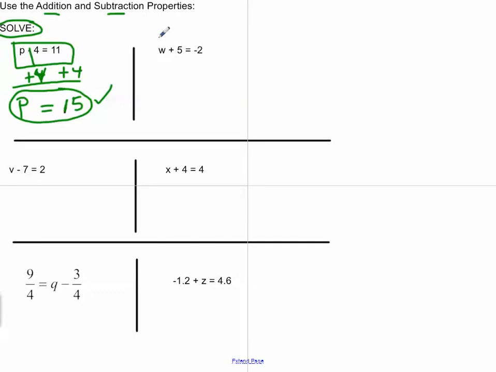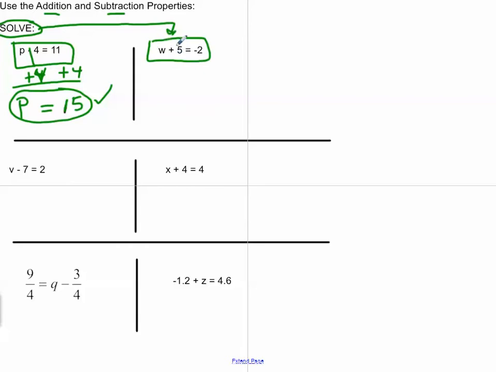Same thing holds true for another example. Here's an example. W plus 5 equals negative 2. My directions say solve. If we're going to solve the equation, we do the same thing. We say, well, I've got w plus 5. I've got to do just the opposite. I've got to get rid of that plus 5, because I want just w by itself.